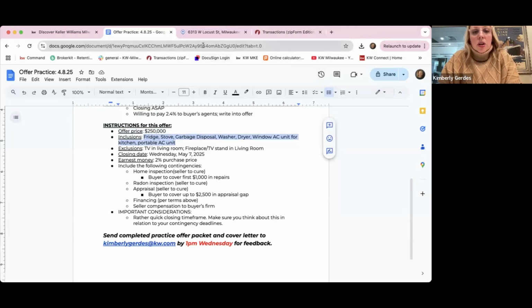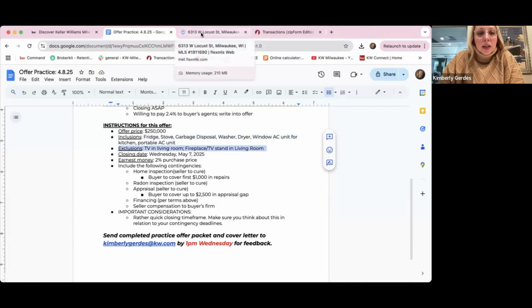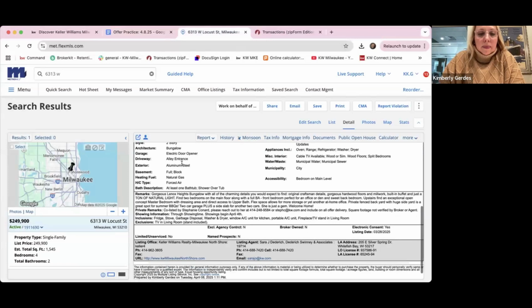The inclusions I've listed here. And one thing that I do want to note specifically for this property: there was an inclusion that I'm actually leaving off and putting in as an exclusion. So we're going to take a quick look at that so you can see where I got that from. Here on MLS, our inclusions are the fridge, stove, garbage disposal, washer and dryer, window AC unit for kitchen, portable AC unit, fireplace/TV stand in the living room, and then as an exclusion, the TV in the living room, but the stand was included.